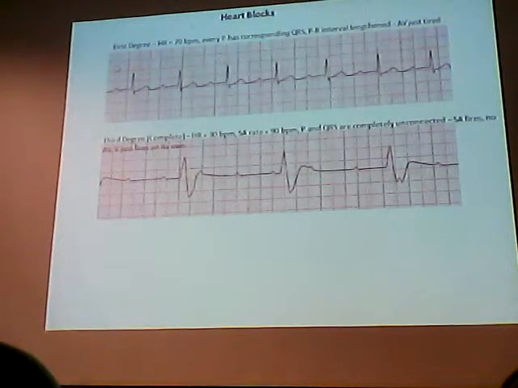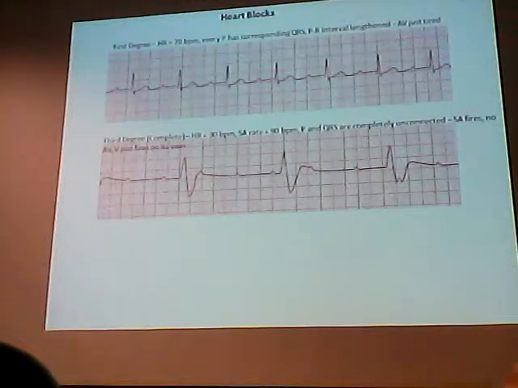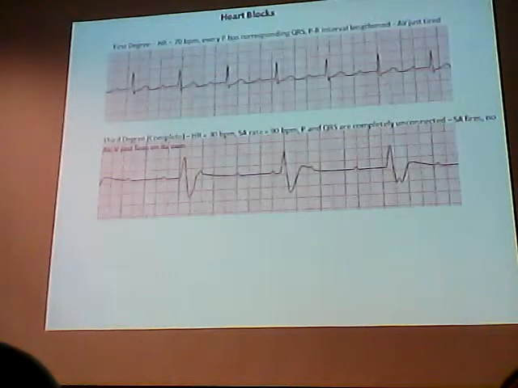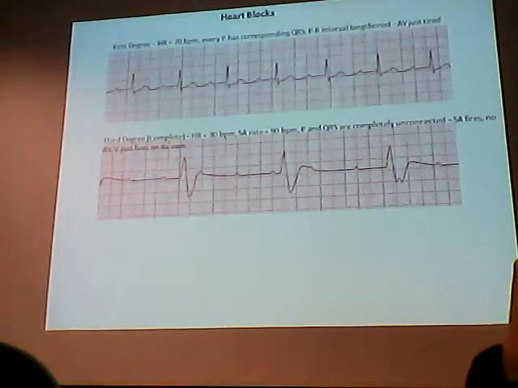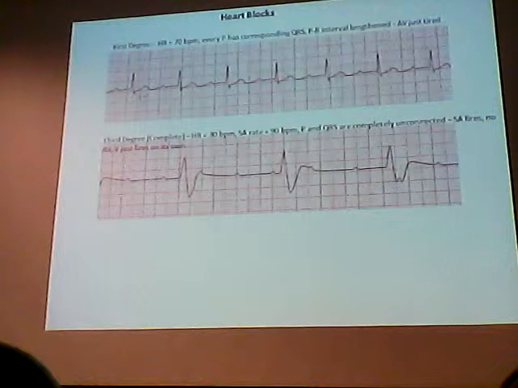Heart blocks, so there's first, second, type 1 and 2, and then third. So first and third are a little bit easier. The first degree is when the AV node is just tired, so it kind of goes, but it's just a little bit slow in reacting. Okay, so P wave, a little bit of delay, and then it goes.